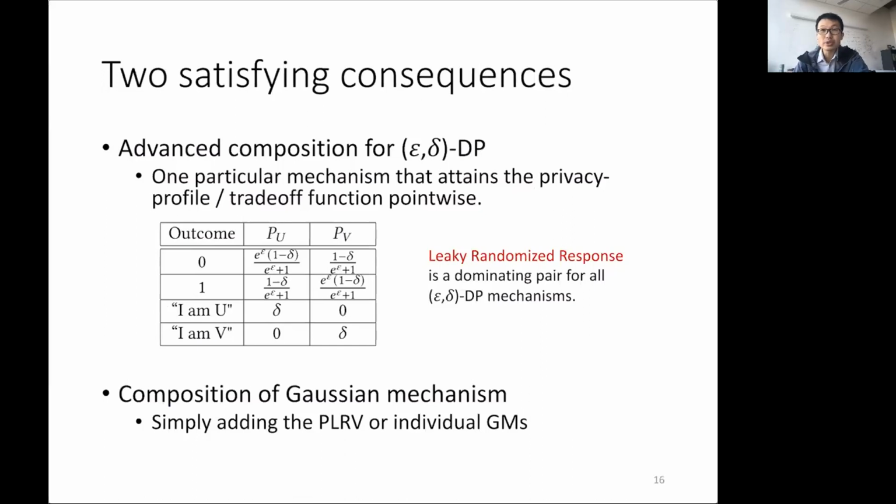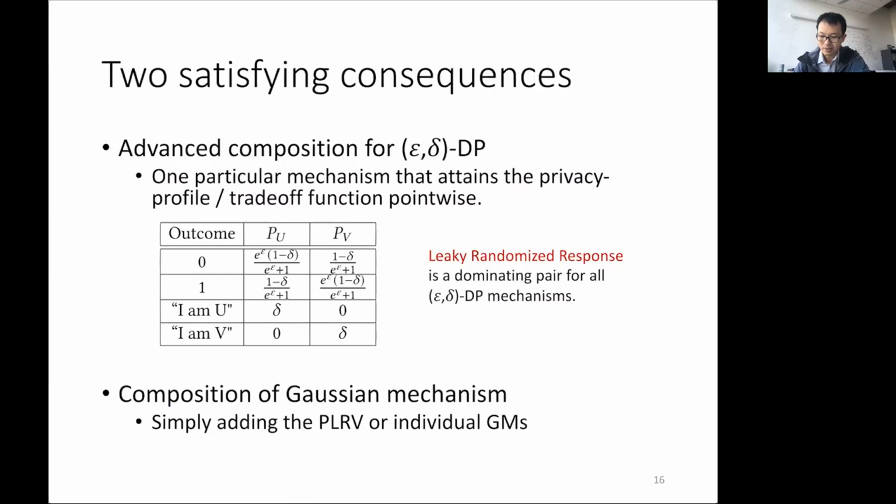So two interesting consequences of this statement is that now we have a handle on something that we didn't get to prove about the advanced composition. Recall that for advanced composition, we've proven the version of the theorem for the case when delta is equal to 0, and we said that we'll leave the case when delta is larger than 0 when we have the tools available. Now the tools are available. So it turns out that there is a particular mechanism that achieves the privacy profile and the trade-off function point-wise for any epsilon-delta DP mechanism.